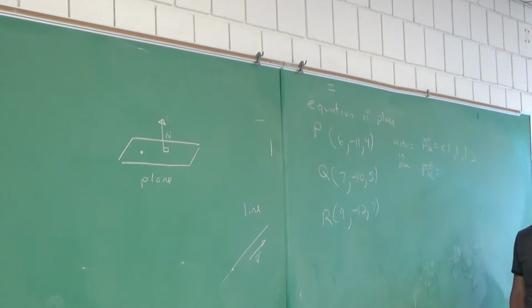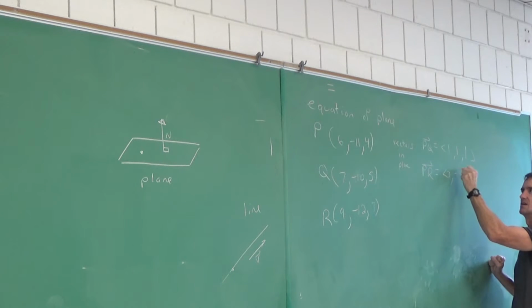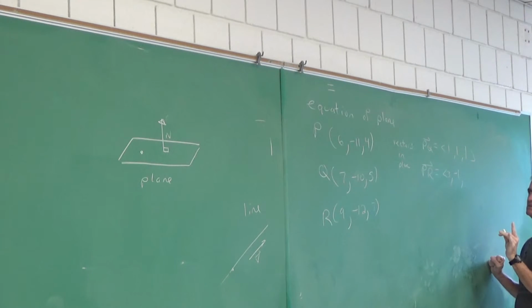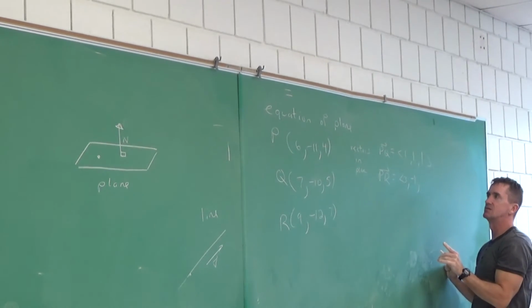Just to get another vector. 3, negative 1, and... Negative 12, subtract negative 11. That means negative 12 plus 11 stays negative as what? Negative 1. Is that right? Yep. Someone agree? Yep. And then 7 minus 4 is 3.